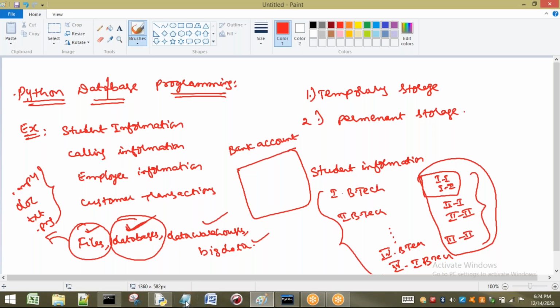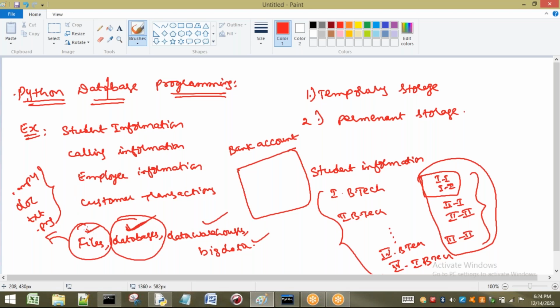But what is the disadvantage of these files? Only a limited amount of data can be stored. MBs, or maximum GBs. We cannot store more than that. Gigabytes we can go up to, but we cannot store TBs in files. So that is why we are going for the concept of databases.